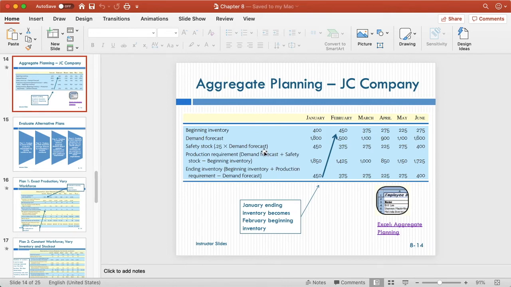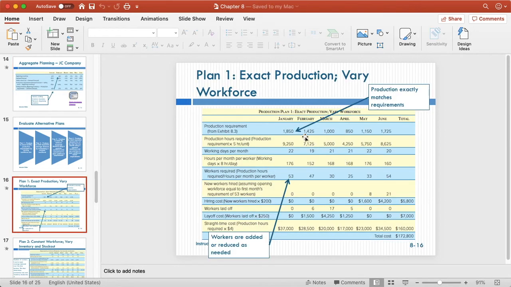Again, we use the total amount that we need minus the total amount that we already have. The production requirement is basically the total amount that we need to produce. So this is 1,850. This is basically the production amount. Then we need to transform it to the corresponding production hours.